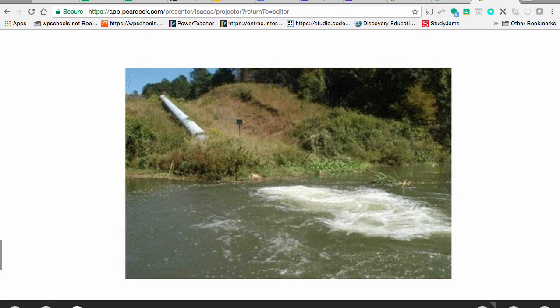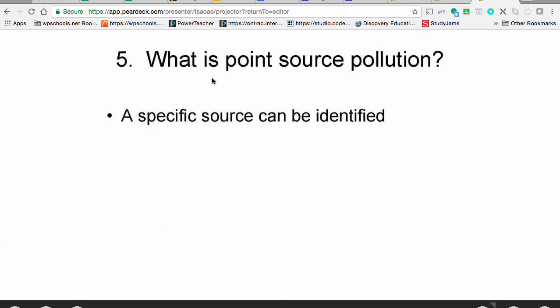There are two sources of pollution. There's point source and there's non-point source. Point source means that we can identify where the pollution comes from. So we can track this pipe all the way back up to its source, and we can identify what the cause of the pollution is. So point source pollution is a specific source that can be identified.